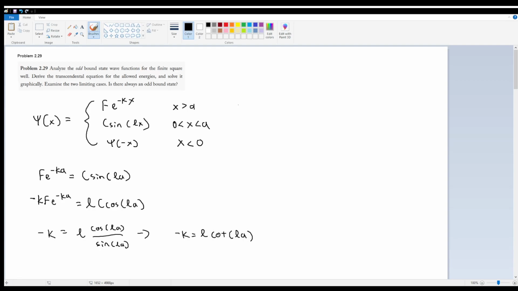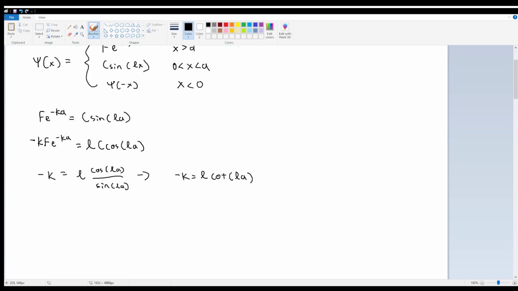And next, we're going to do the same variable setup to change this into an expression in terms of z. So as before, we define z to equal la, and we define z naught to equal a over h bar times the square root of 2m V naught. And if we do this, then k times a is actually equal to the square root of z naught squared minus z squared.